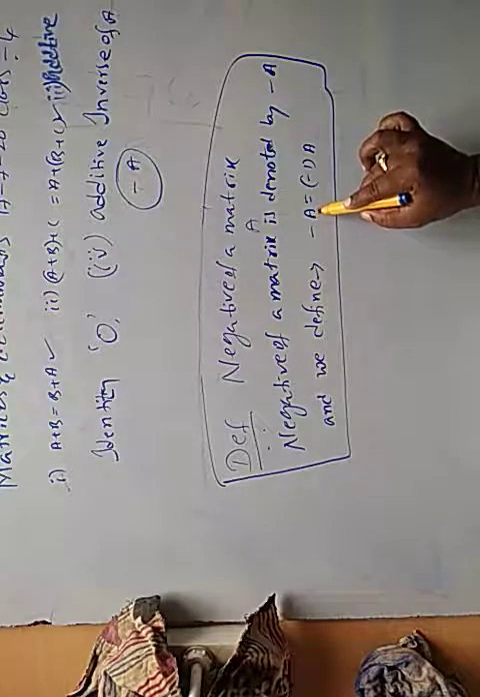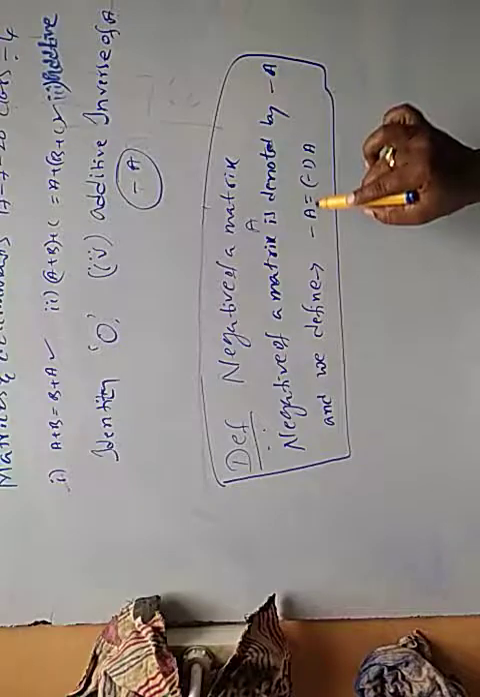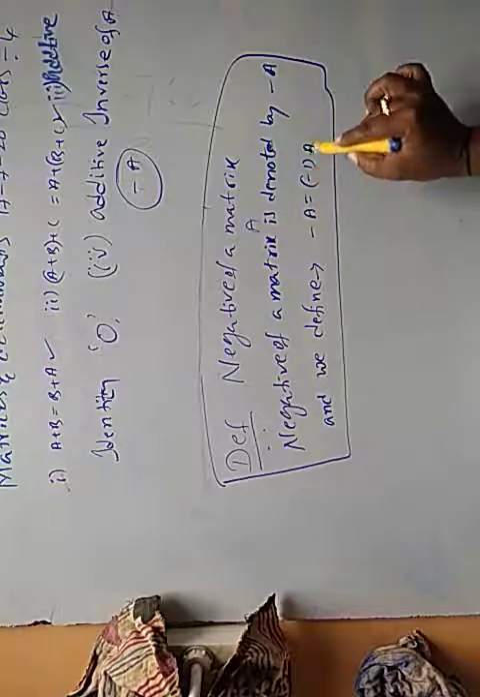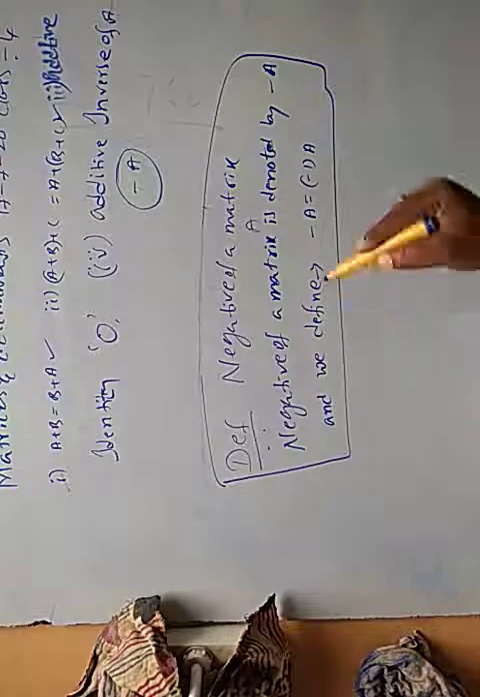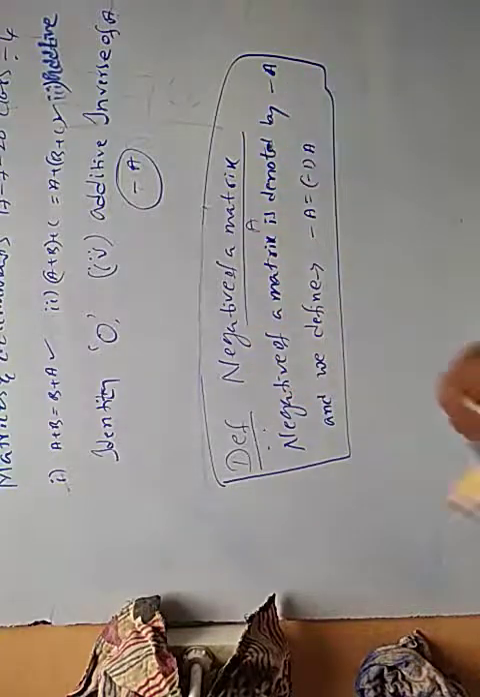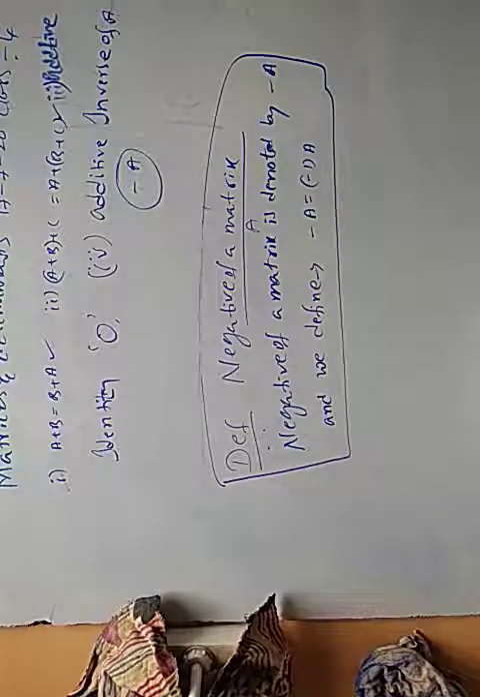How to factorize? Minus A is equal to minus 1 into A. That is the negative of a matrix. Don't confuse it with the negative of a vector in the vectors chapter. Both the definitions are there. Okay.